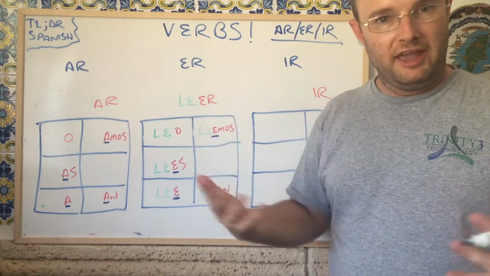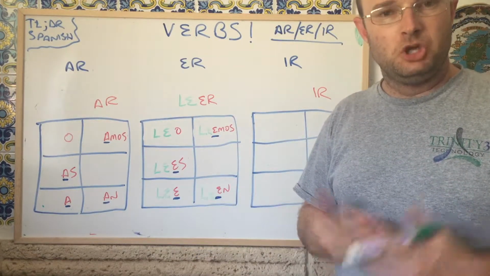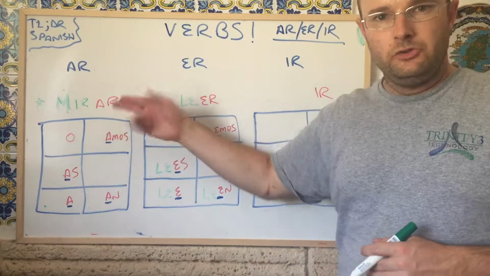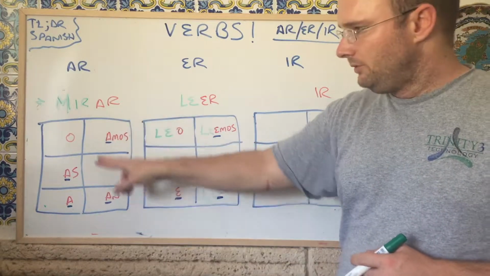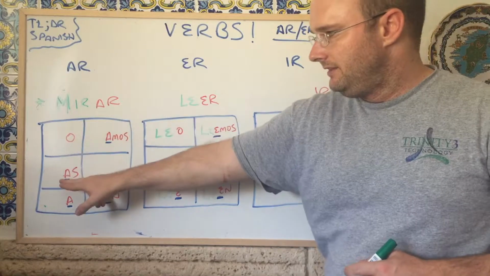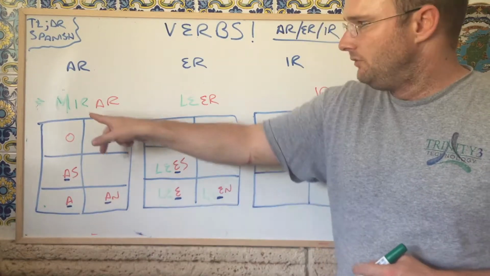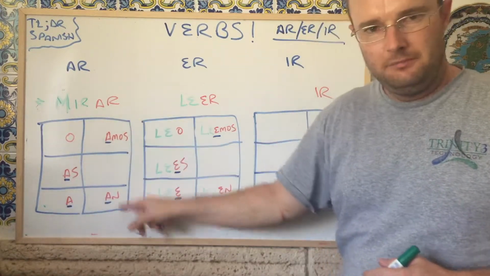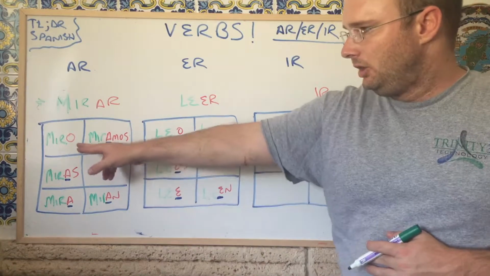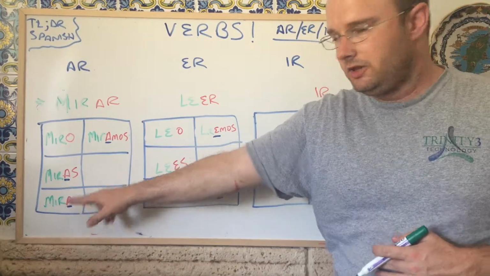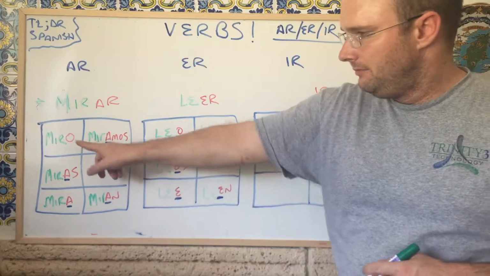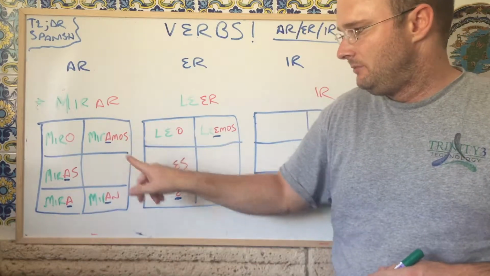So let's put an example AR verb up here, and we're going to use the verb to look, mirar. Because I know the stem and the ending, the only thing I need to do now is just fill in the stem over and over again. So mir, mir, mir, mir. So those are the forms for I look, you look, he, she, it looks, we look, they look. Miro, miras, mira, miramos, miran.